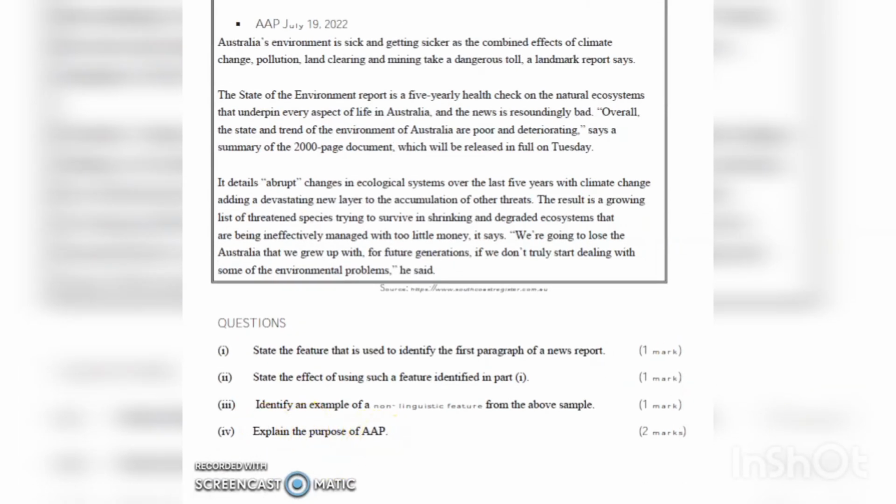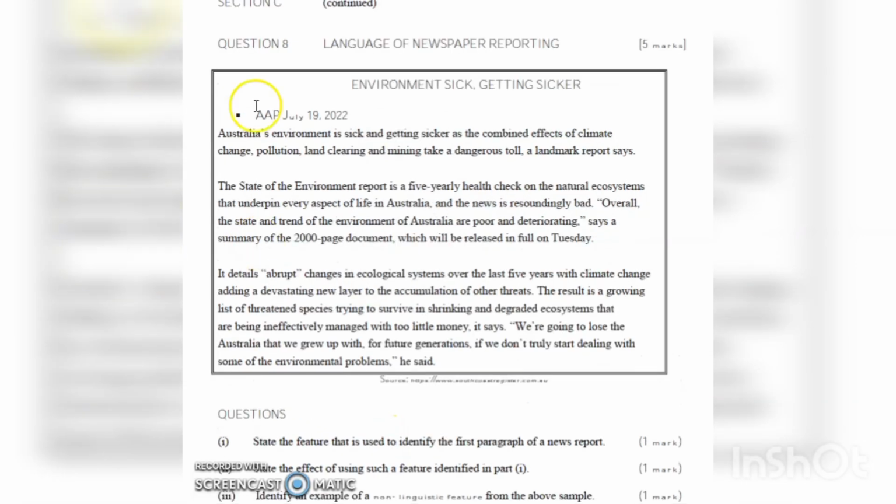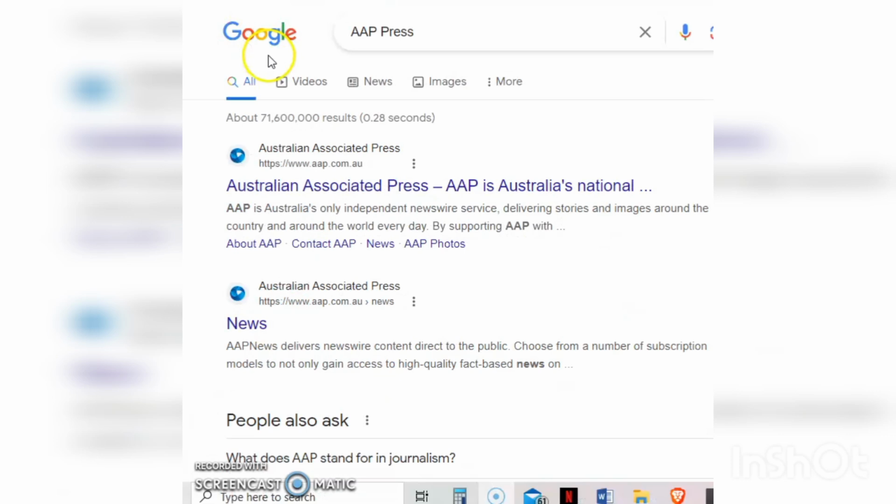Identify the purpose of AAP. So AAP is the name of the newspaper. There was a lot of confusion from last year, because I would attest to it, I was a marker. Everyone saw this as an acronym, but it is the source. AAP is the name of the source of the paper. So let's verify that with a quick Google search. Okay, from our Google search, AAP stands for Australian Associated Press. It is Australia's only independent newswire service, delivering stories and images around the country and around the world every day. So that is the source of our newspaper article.